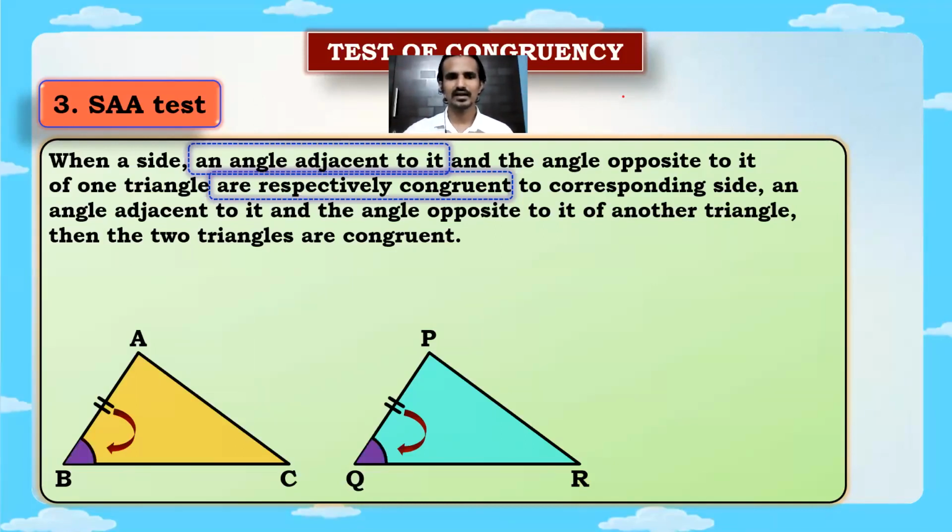After taking the adjacent angles, we take the angles opposite to the side. The angle opposite to AB is angle C, and the angle opposite to PQ is angle R. So we have sufficient information now. Three parts are highlighted. Okay?